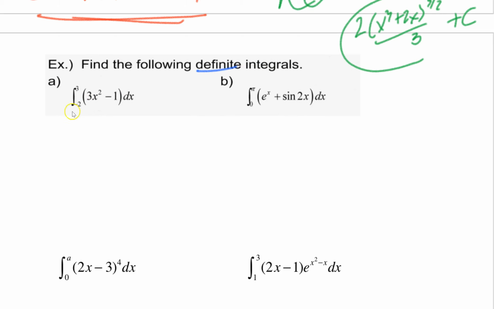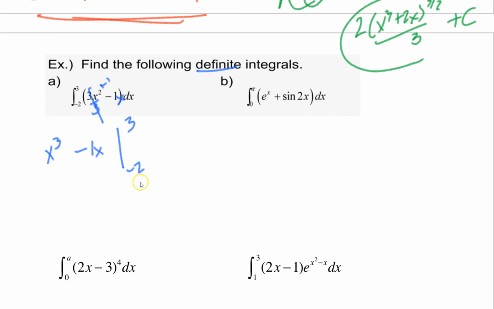So this is the first one. I'm just going to integrate this the normal way. So I'm going to integrate: add 1, divide by the new power, add x there. So these cancel. I'm going to get x cubed minus 1x. Now what do you do with the limits? Don't write the integration again, because you're going to confuse yourself. You already integrated. Write it at the end. Hey, I integrated, now I have limits.